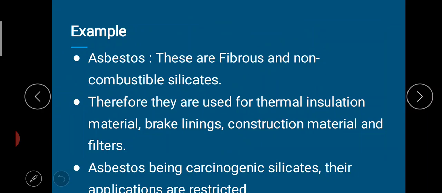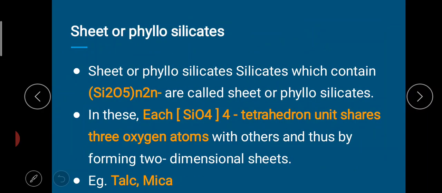Next, moving on to the example for double chain silicates. The example is asbestos. They are fibrous and non-combustible silicates. Therefore, they are used for thermal insulation. They don't catch fire. That's why they are used for thermal insulation material, brake lining, construction material and filters. And asbestos being carcinogenic silicate, carcinogenic means cancer causing agent, that is why their applications are a little bit restricted to some extent. Is it clear, children?